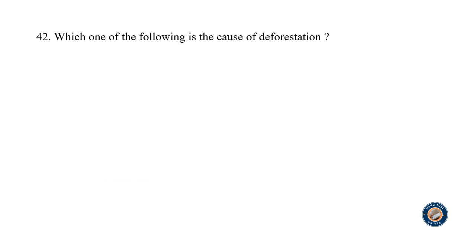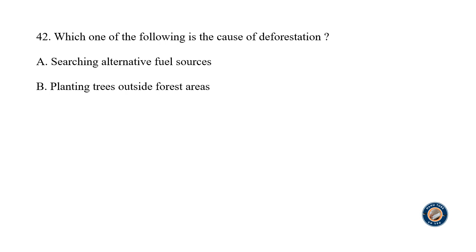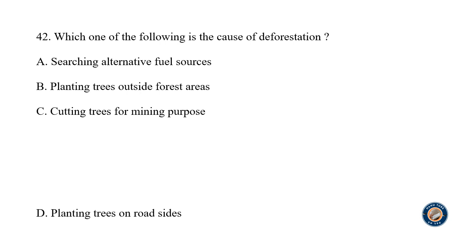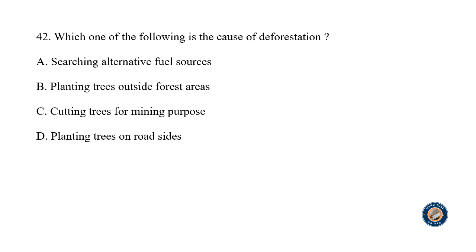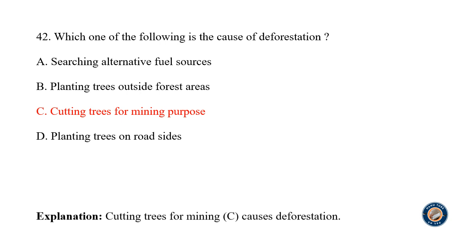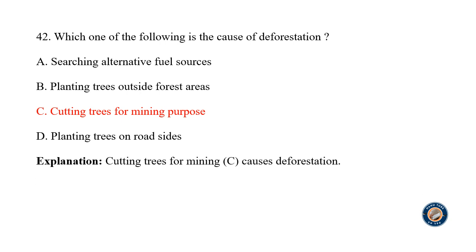Question number 42. Which one of the following is the cause of deforestation? A. Searching alternative fuel sources. B. Planting trees outside forest areas. C. Cutting trees for mining purpose. D. Planting trees on roadsides. The answer is cutting trees for mining purpose. Cutting trees for mining purpose causes deforestation.